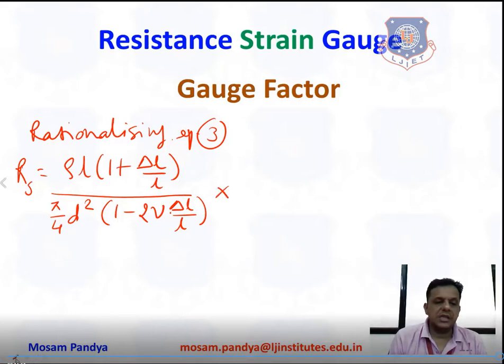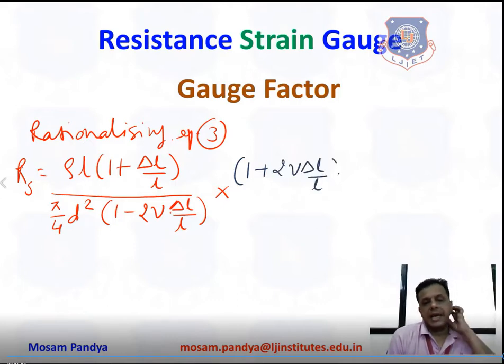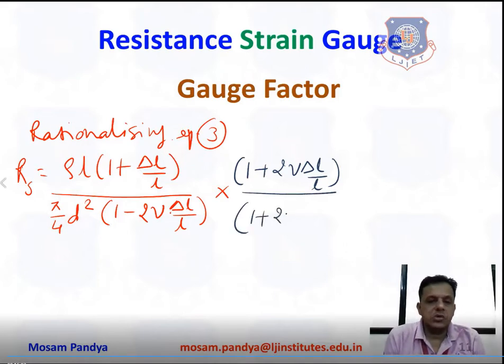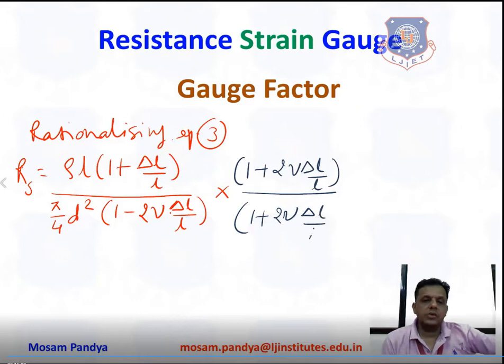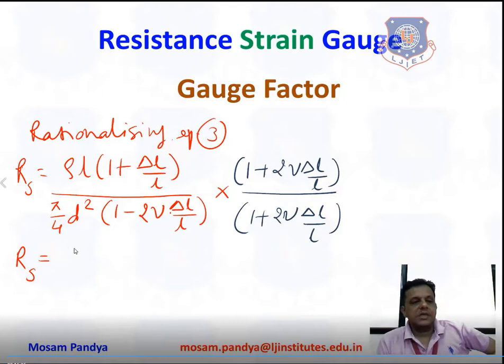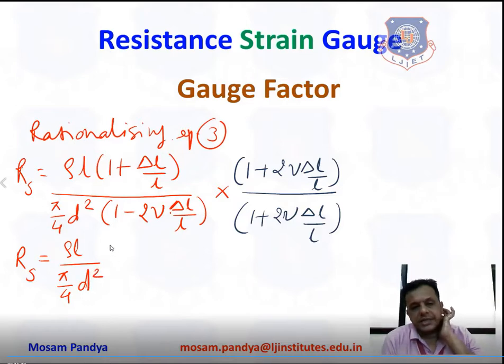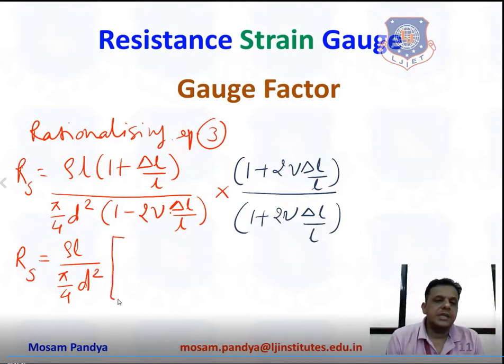Let us change the ink color to make it more observable, and we'll write down here once again 1 plus 2 mu into delta L by L. Denominator will also be multiplied with the same quantity, 1 plus 2 mu into delta L by L. So multiplying the numerator quantities and multiplying the denominator quantities together, our equation will take place in such a way that we will be able to cancel out certain quantities and rewrite the certain quantities.